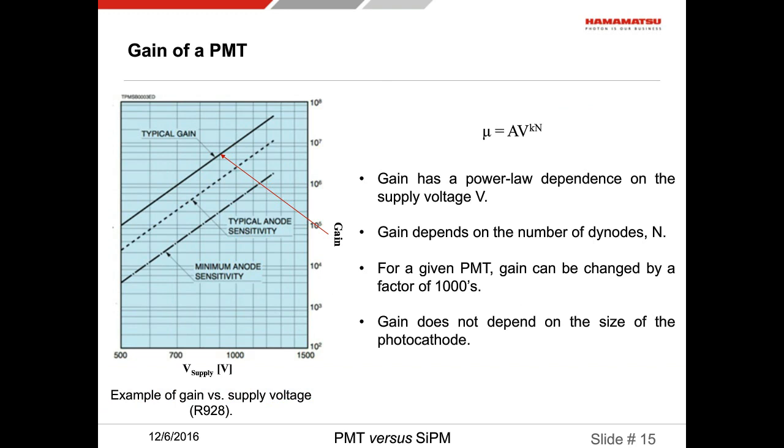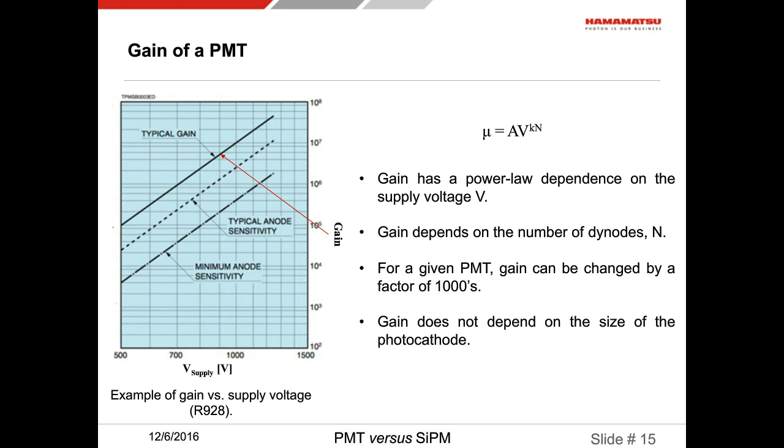Let us now discuss gain. As mentioned before, the gain of a PMT is proportional to supply voltage to basically the power n. So there is a power law dependence of gain on supply voltage. On the left-hand side, we see a plot of gain versus supply voltage for a very common PMT, R298. And we see that for the voltages supplied, the gain can vary from about 10^5 to over 10^7. In some cases, for some PMTs, the gain can even go to 10^9.